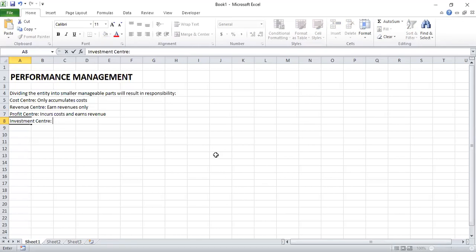In addition, earning revenue and incurring costs.